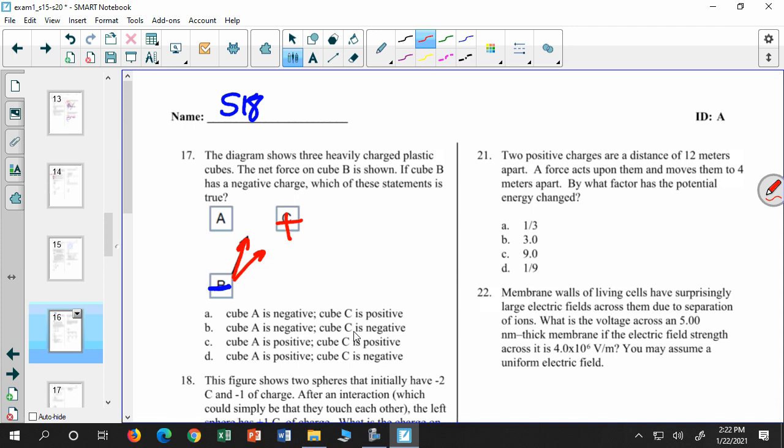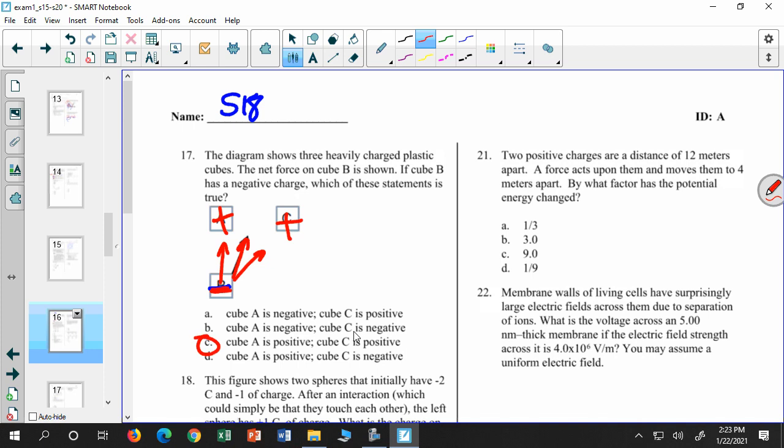Where does the vector between B and A need to point? Up or down? It needs to point up, right? So if this one's negative, A has to be positive. So C then is the right answer.